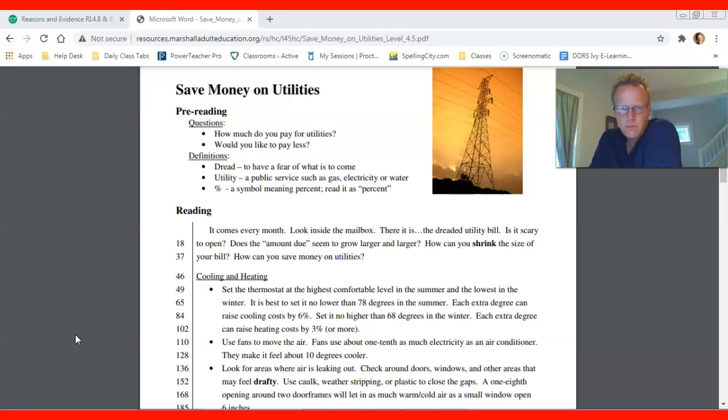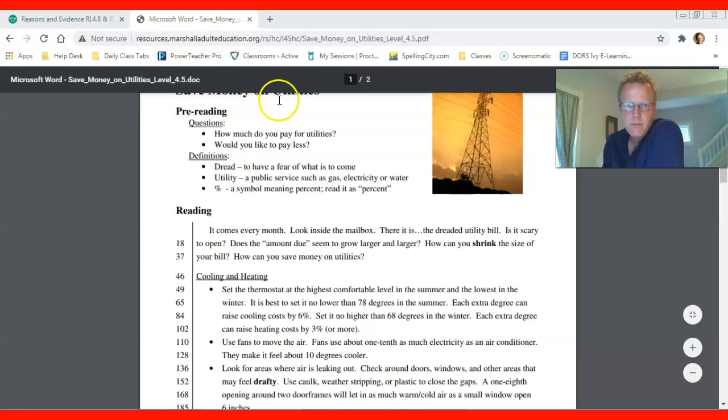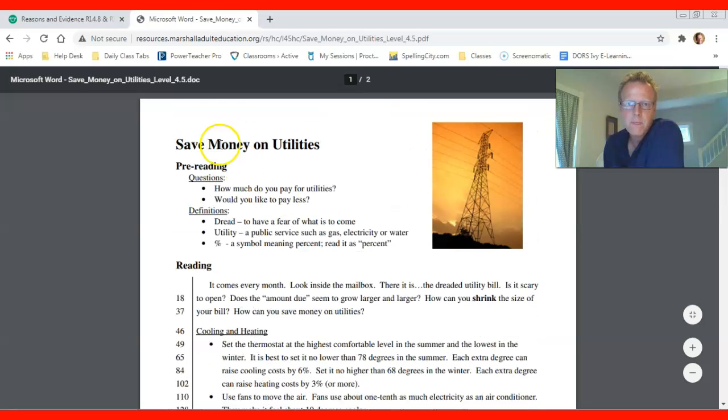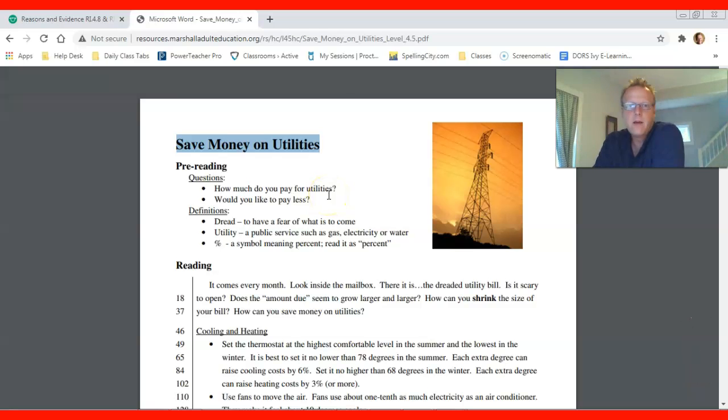So read the title. Save money on utilities. That's the title. So if I had to guess, I would say it's about saving money, and utilities means your electric, your water, this sort of thing, okay?